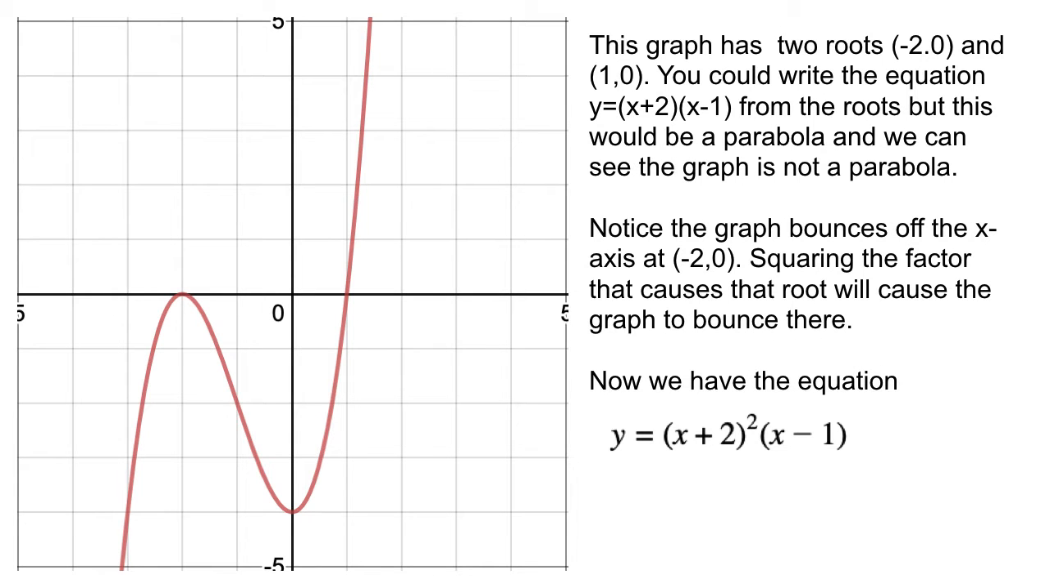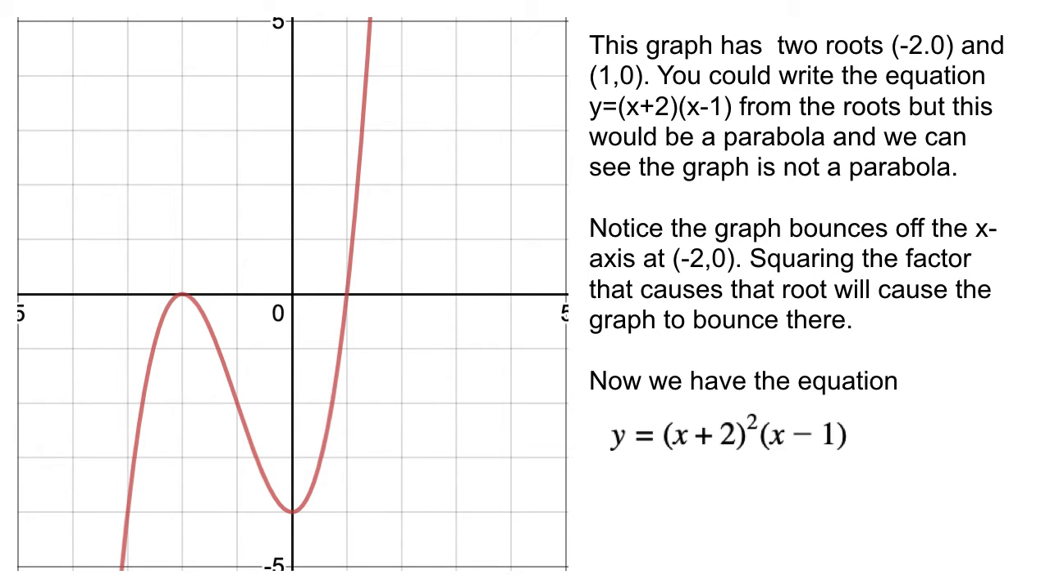If we look at this graph, we can see that it only has 2 roots. They are (-2, 0) and (1, 0). And then we could write the equation y equals the quantity x plus 2 times the quantity x minus 1. We get that from the roots, but notice that at -2, the graph doesn't go through the x-axis, but it bounces off of the x-axis. To get the graph to bounce off the x-axis, we need to square the factor that comes from that root.